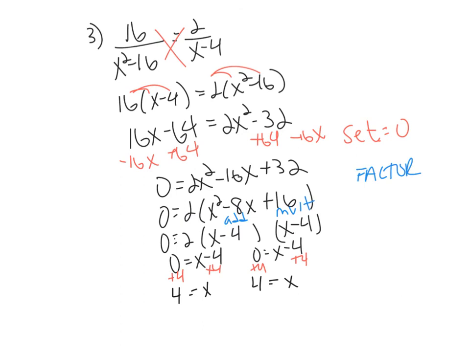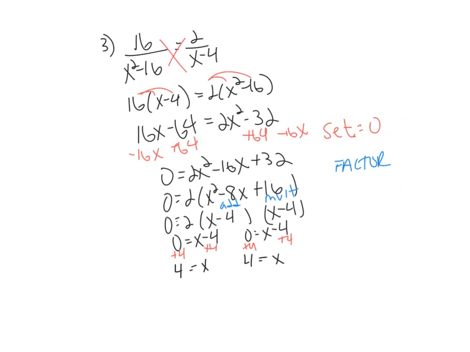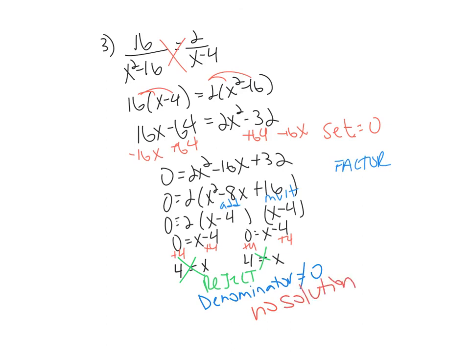So let's look at that denominator. If we plug in 4, 4 minus 4 is 0. So we have to reject. You must reject. Okay, adios amigos. You must reject because the denominator can never equal 0. So therefore, here, because we only have 4s, 4s have to be rejected. We have no solution.